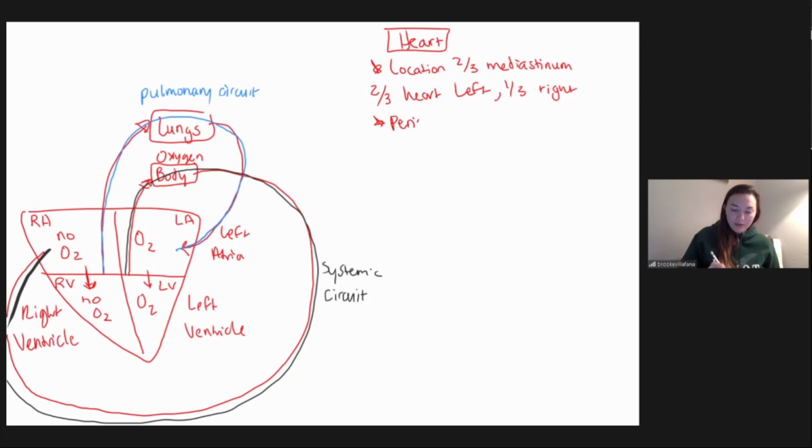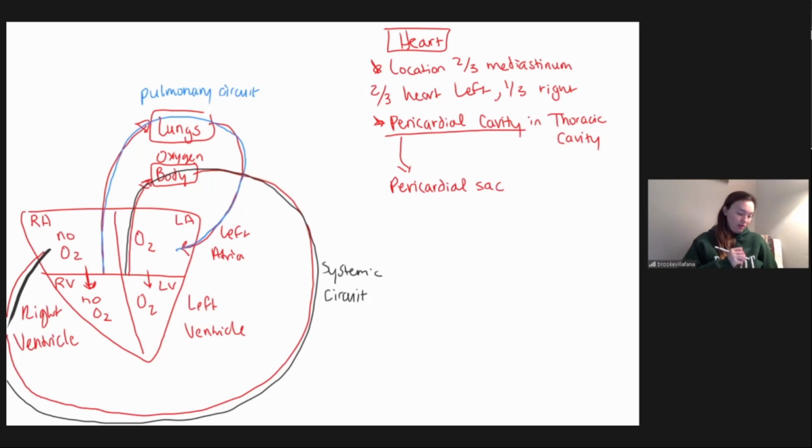Where is the heart located? It's inside of the pericardial cavity. And remember that the pericardial cavity is in the thoracic cavity because that's where your lungs are also found, right? The thoracic cavity would also have your pleural cavity for your lungs. Inside of the pericardial cavity, do you remember the pericardial sac that surrounds the heart? We learned about that in the last unit.